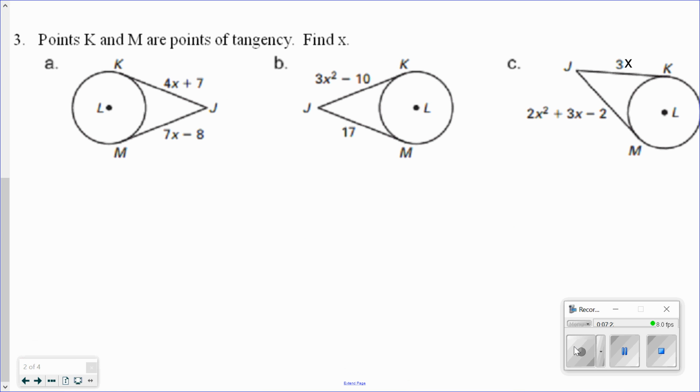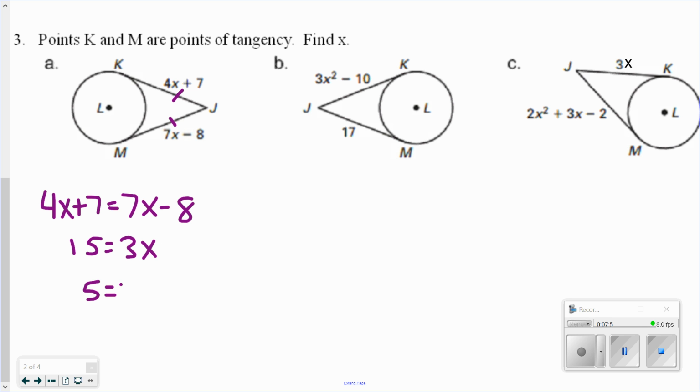Question number 3. Points K and M are points of tangency. We want to find X. All 3 of these are our ice cream cone problems, and we know that the cones on the ice cream cone are congruent. So for A, I'm going to set these 2 equations equal to each other. I get 4x plus 7 is equal to 7x minus 8. When I simplify this, I end up getting 15 is equal to 3x, and 5 is equal to x.